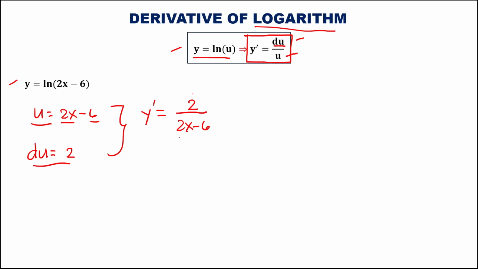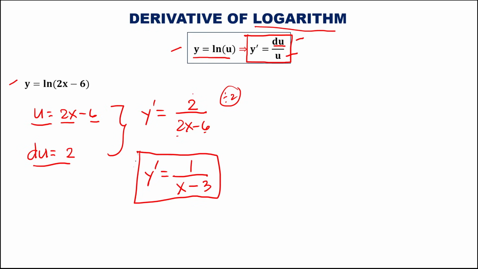Then observe that these numbers are divisible by 2, so we need to reduce. So this becomes y prime equals, this 2 divided by 2, that's 1, then over x, then minus 6 divided by 2, that's 3. So this is now the derivative.